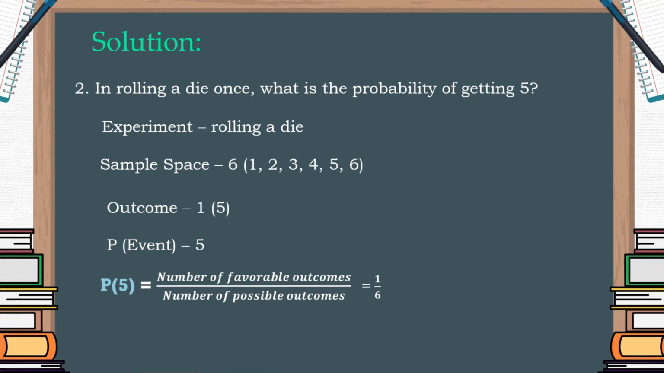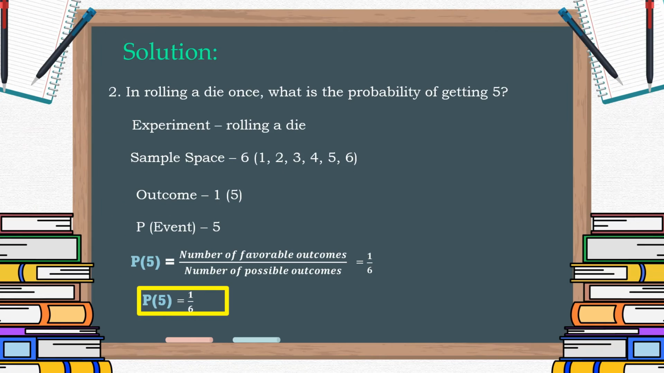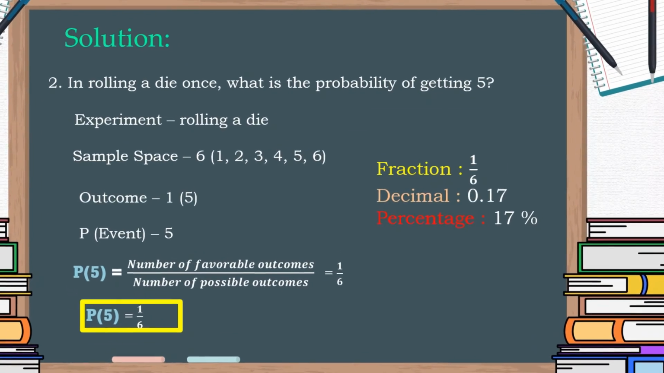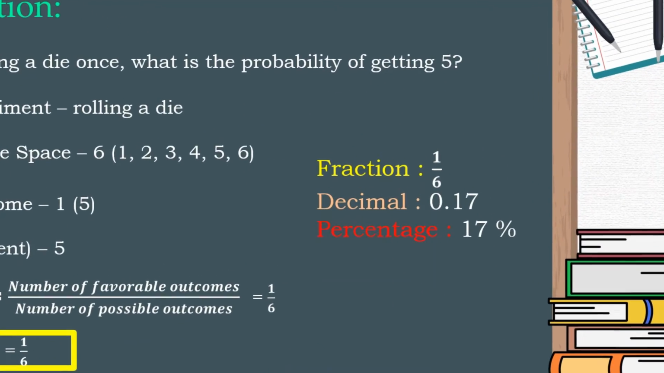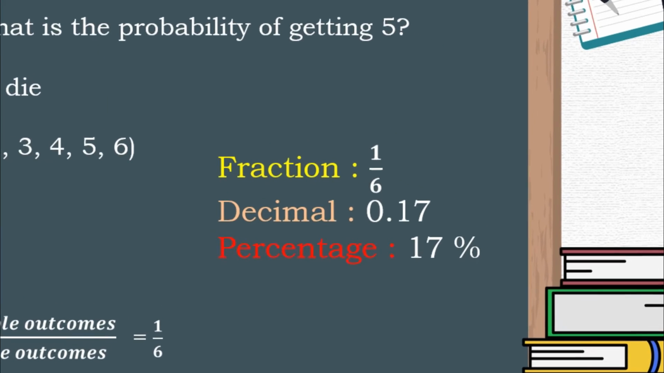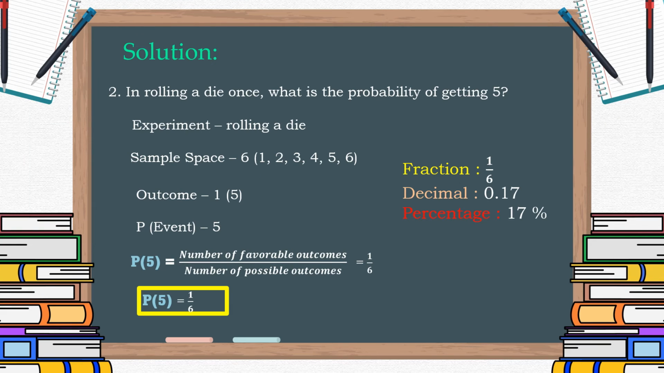So therefore, the answer is 1/6. Probability of 5 is 1/6. The fractional form is 1/6. The decimal form is 0.17. And the percentage form is 17%. So since 17% is less than 50%, it means that is an unlikely event.